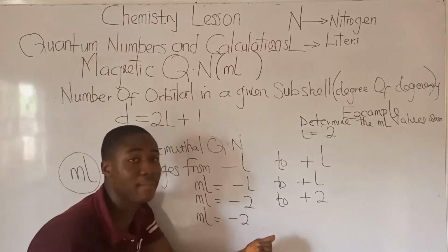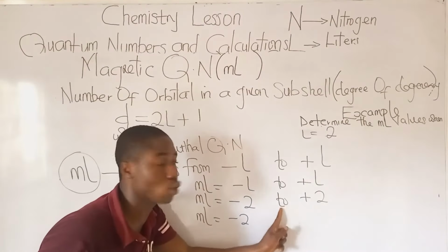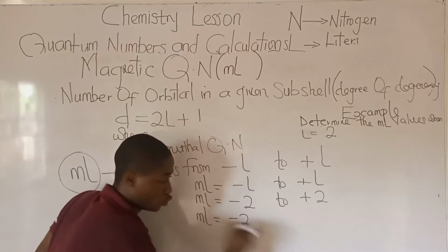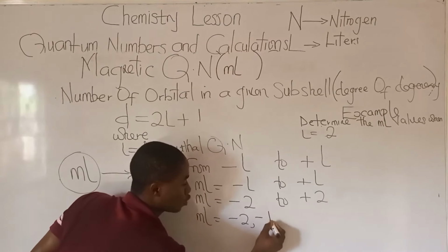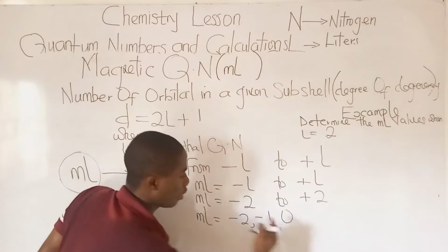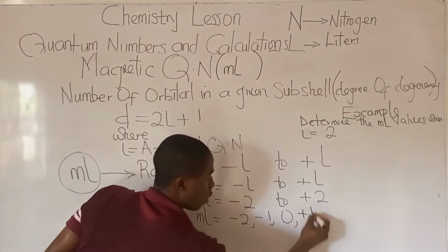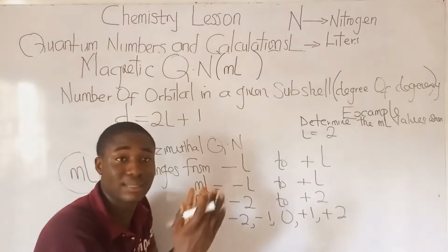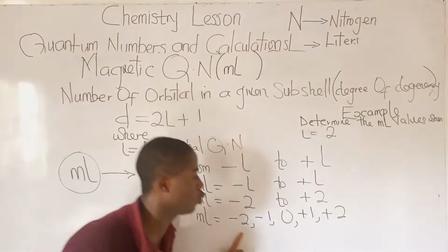Okay, we are trying to aim for 0 and we'll now go over to plus 2. Now watch, minus 2 to plus 2 will now be minus 2, comma, minus 1, comma, 0. What's the next number? Plus 1 and plus 2. So you can see that the values between minus 2 to plus 2 are all these.